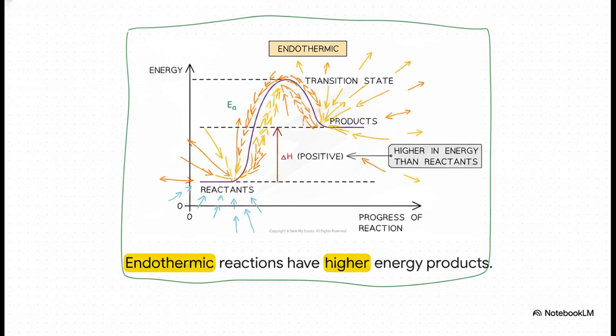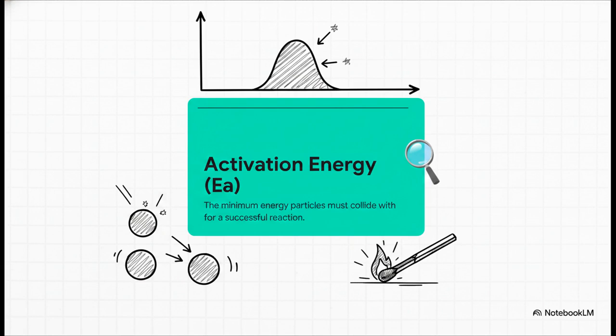It is the exact opposite visually. The reactants start low on the y-axis. Then, as the reaction progresses, the system gulps down a massive amount of thermal energy from the surroundings. This forces the final energy level of the products way higher up the chart. The system has gained energy overall.